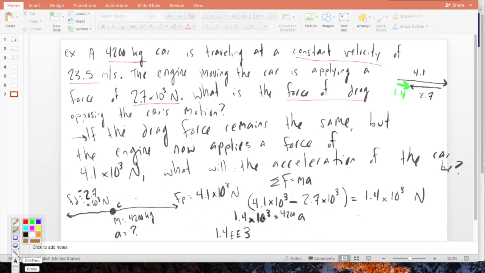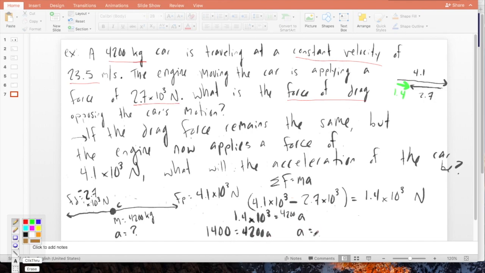Or you could just type that into your calculator. Or you could take it out of scientific notation. Maybe we should practice that. We've not practiced that yet. This means to multiply this times 10 to the third power times 1,000, a 1 with 3 zeros. Really what that's telling me to do is take this decimal, move it to the right 3 times. So there would be moving it 1 time, 2 times, 3 times. So 1,400 equals 4,200 a, divide both sides by 4,200.